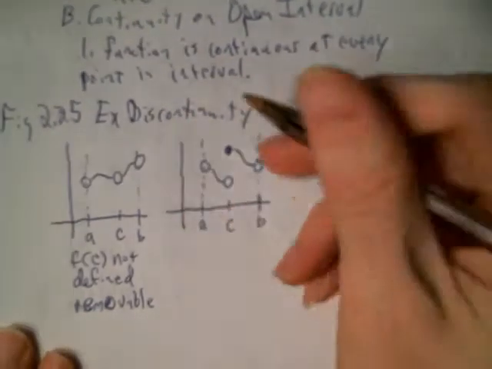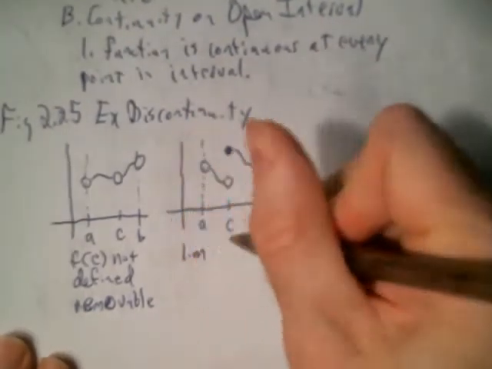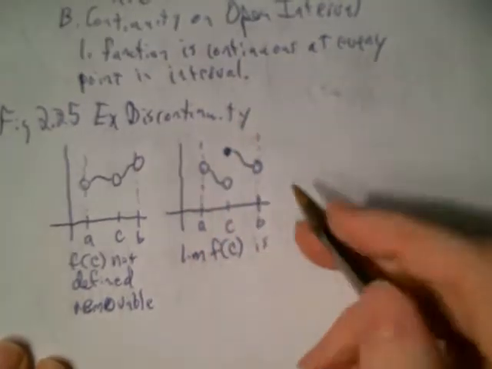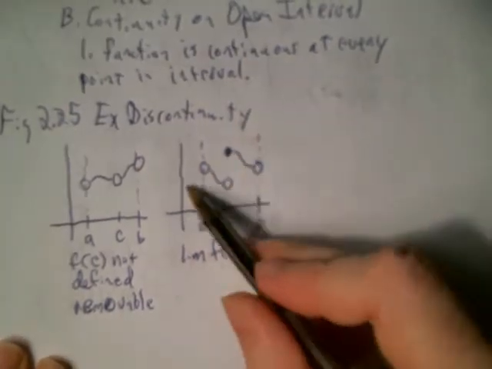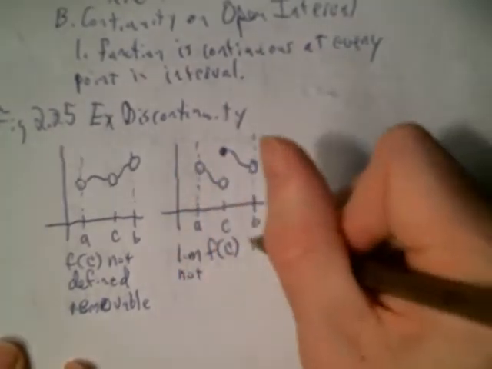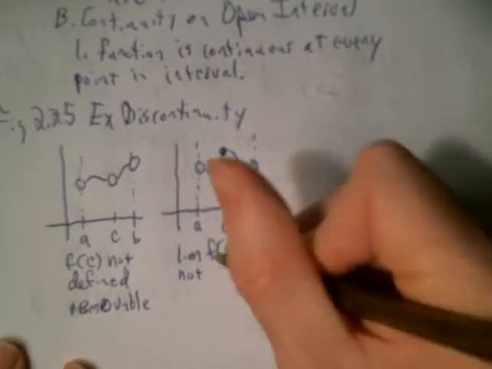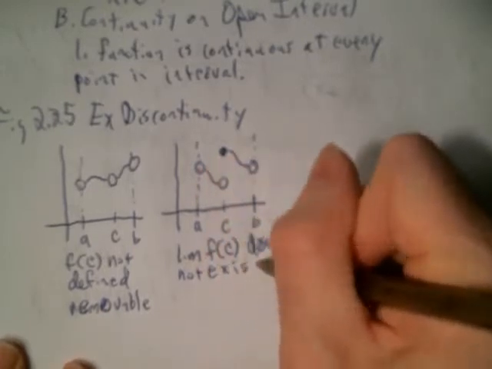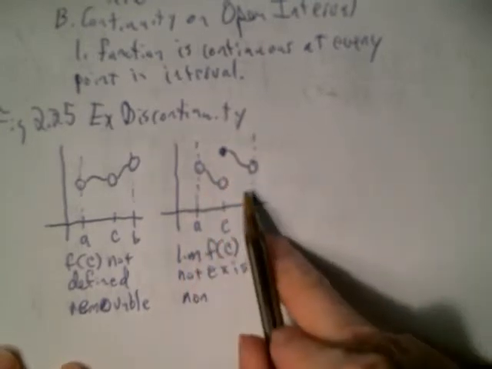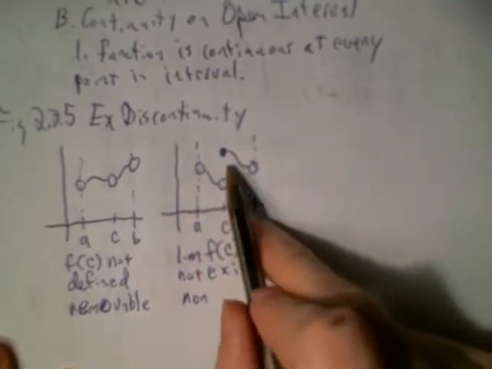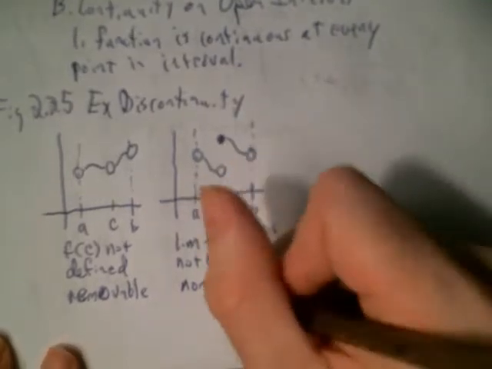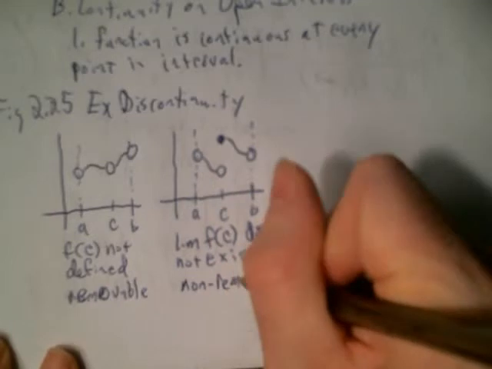I don't think our book makes a big deal out of it, but the deal is the limit of f at c is not defined. It has two different limits in these directions. Okay, does not exist. And it's non-removable. You just can't define f of c to be some point such that these two directions would connect. So it's called non-removable.